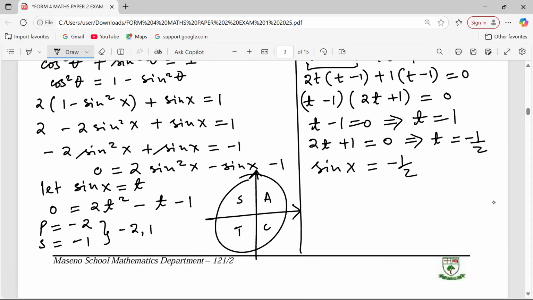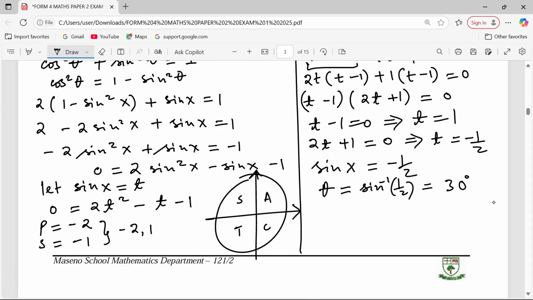So we shall talk about an acute angle, which will be given by the sine inverse of half. And this acute angle, sine inverse of half, is 30. So we need an angle of 30 degrees measured in the quadrants where sines are negative. And where are sines negative? Sines are negative in the third and in the fourth.